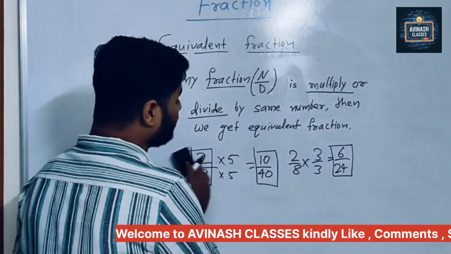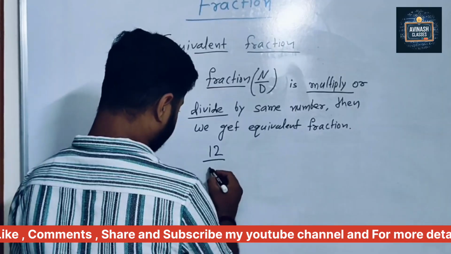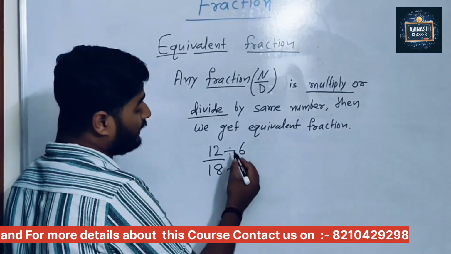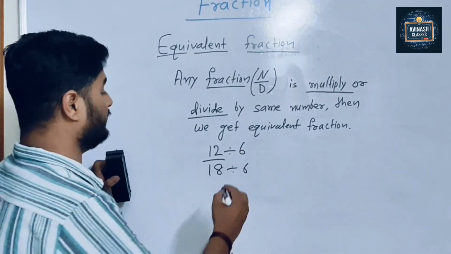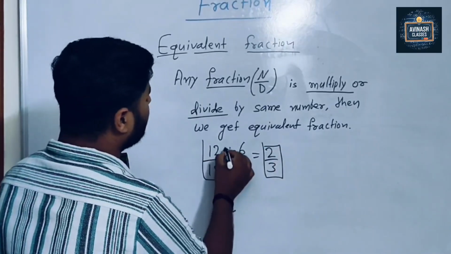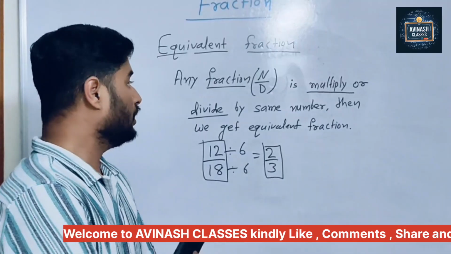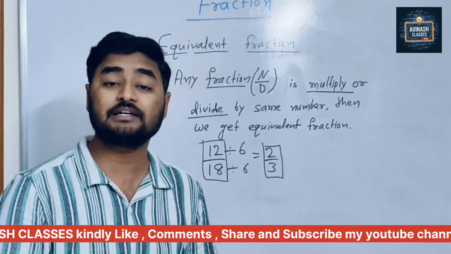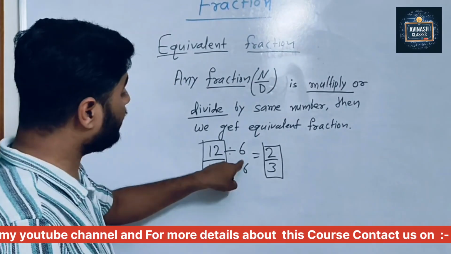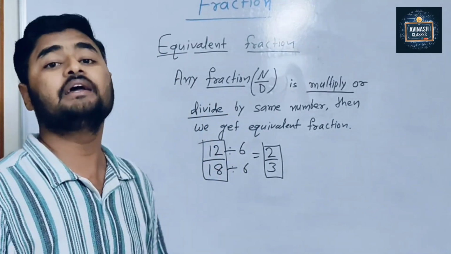Sir, can you give me an example of division? Yes. Suppose 12 by 18. We divide by 6. But both numerator and denominator should be divided. So it comes 2, it comes 3. It means 2 by 3 and 12 by 18 both have the equal value. So these are equivalent fractions. So again I am saying, how can you find the equivalent fraction? By either multiplying or dividing by the same number. Now we are dividing by the same number; last time we multiplied by the same number.